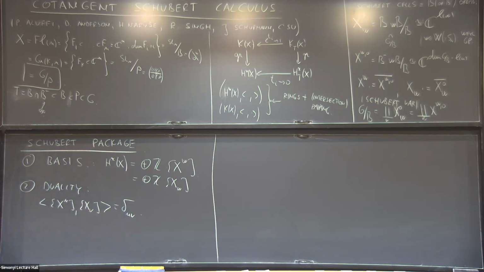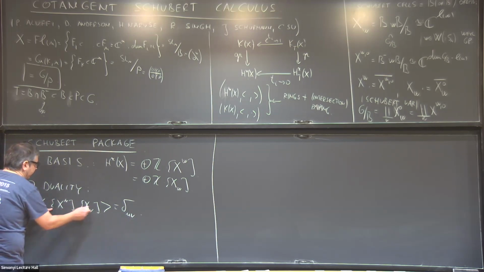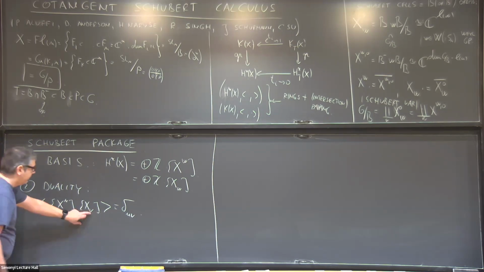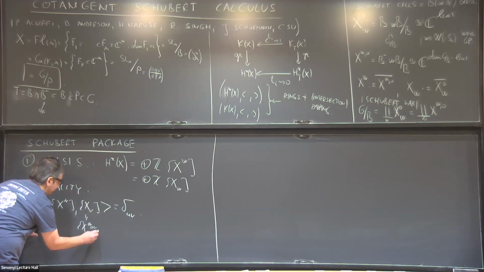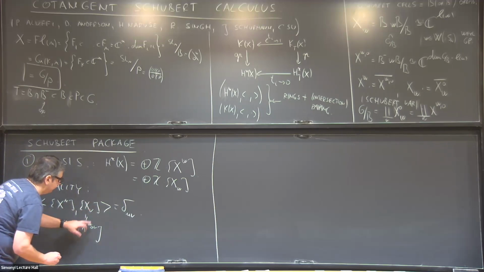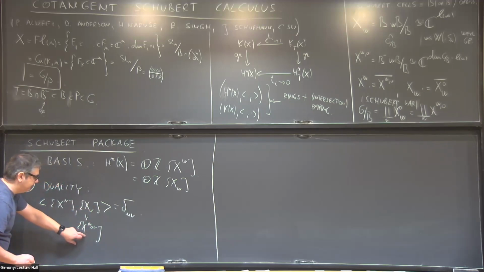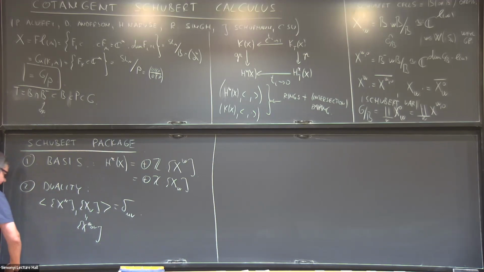So that is telling us that in some sense, the Schubert classes are self-dual, because this is in fact equal to this, where w0 is the longest element in the Weyl group. And so in fact, this is just a relabeling of the other bases. Okay.